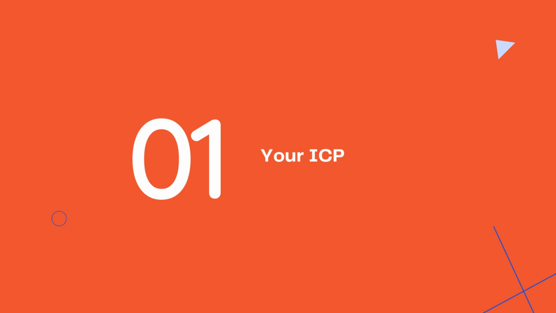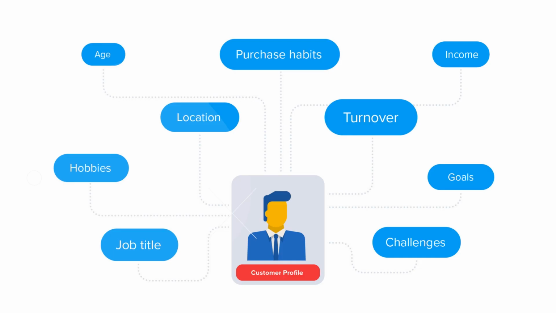So stage number 1, your ICP. What does that stand for? Your ideal customer persona. The cornerstone to any outbound campaign is who you're going to target. No more spray and pray. Personalization and laser focused targeting is critical to your success. Now, what is an ICP?